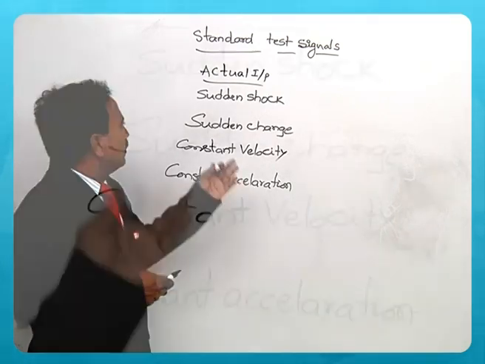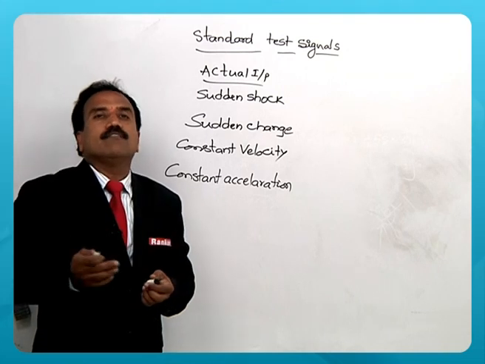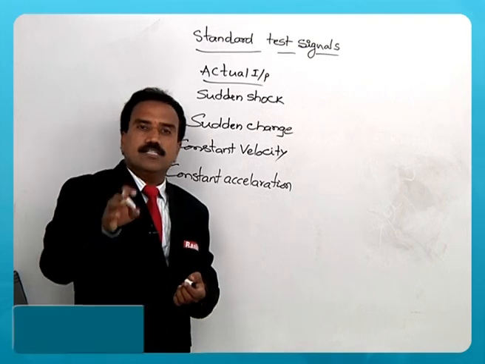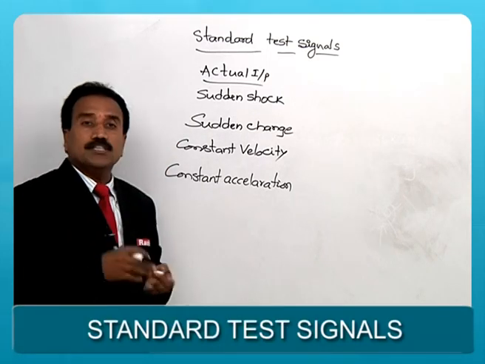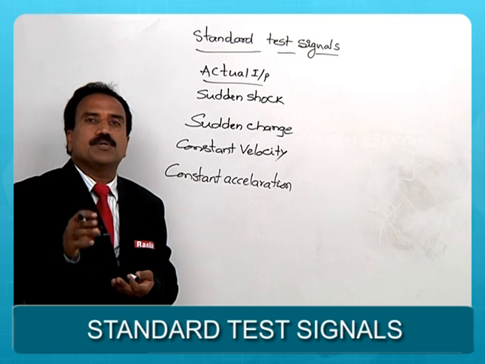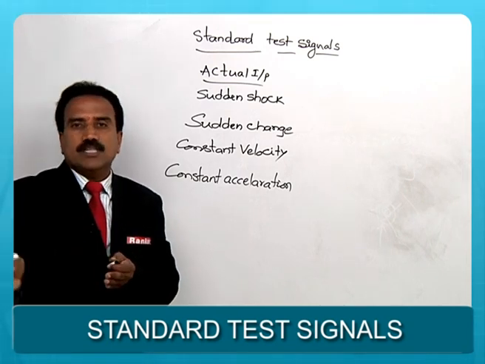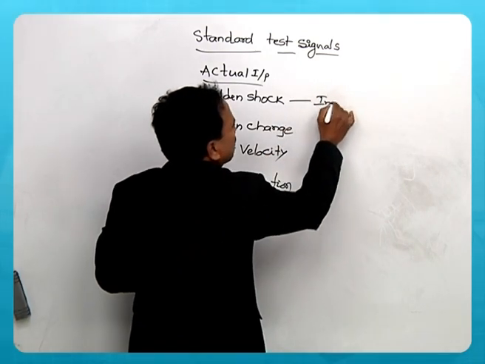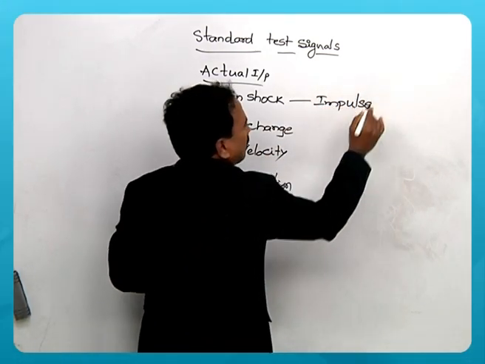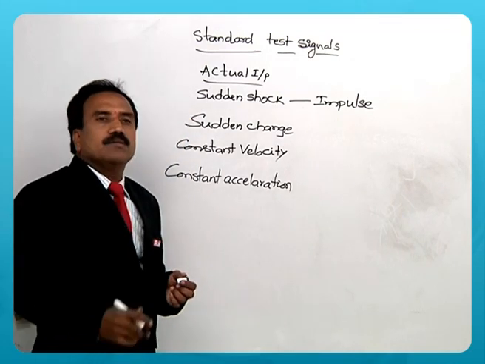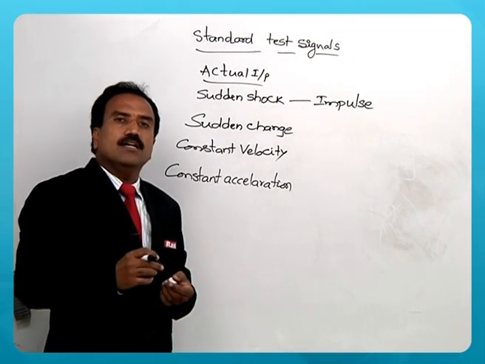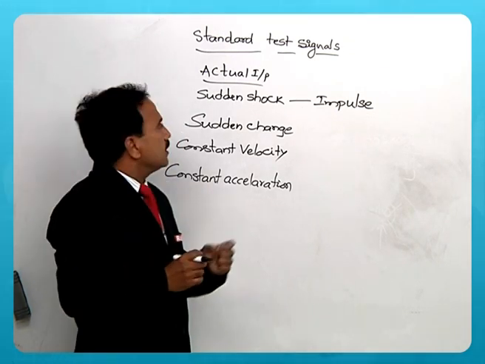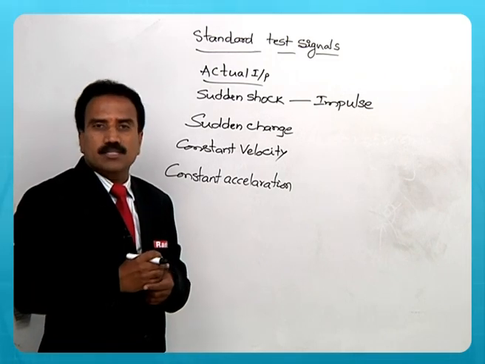But these inputs are not available in the laboratory. So, for an engineer to analyze any system for inputs like sudden shock and sudden change, he needs a signal that is available to test the control system. Sudden shock is represented by a signal available in the lab as an impulse signal. An impulse signal is of very high magnitude for very short duration. As I said, impulse is an undesirable signal.